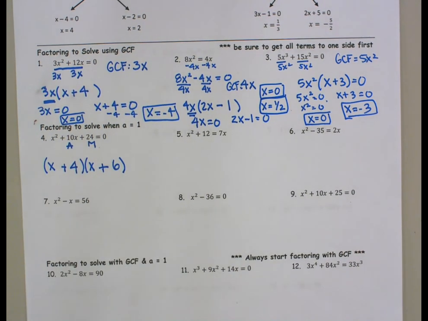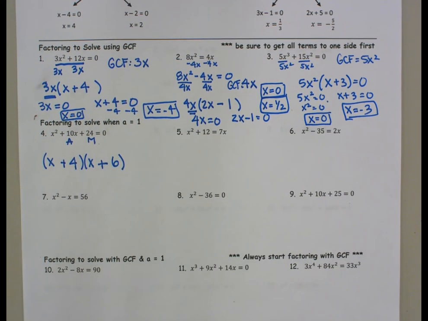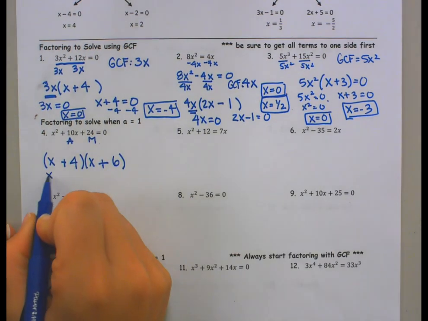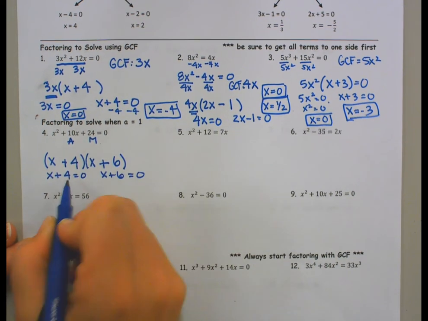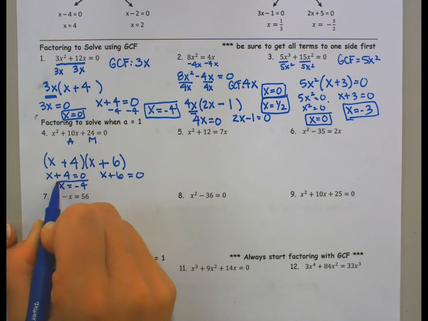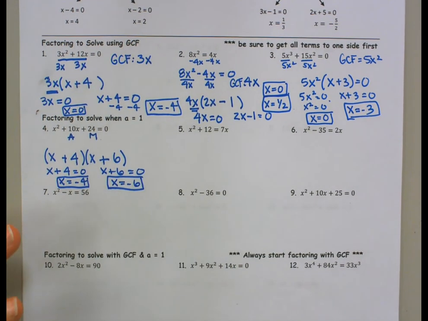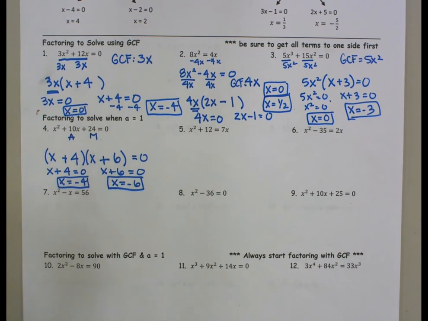If you weren't sure if you had it right, you can always FOIL it back together to make sure that you have the right terms. So you end up back here if you would FOIL this together. So once I've factored it, then just like our zero product property tells us, I'm going to set both terms equal to 0 to solve. So I end up with x equals negative 4 and x equals negative 6 as my two answers when I solve. So we're not only factoring, we're now factoring to solve. So once we factor, we set them equal to 0 and we solve.